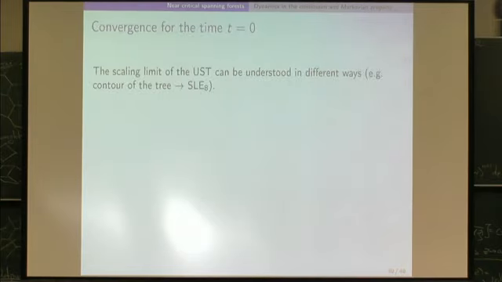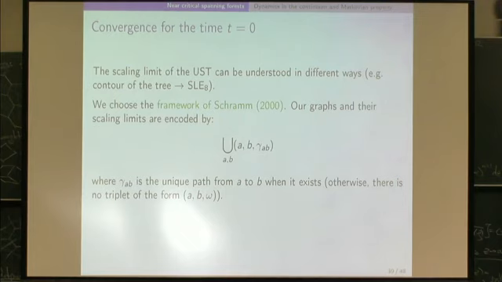So let's first see the convergence for the time t equals 0. I told you that we can take, for example, for the full scaling limit of the uniform spanning tree, the contour of the tree, which converges towards SLE8. But here we will choose a framework of Schramm, which was introduced in 2000, where in fact we keep the information about all the branches in our tree.